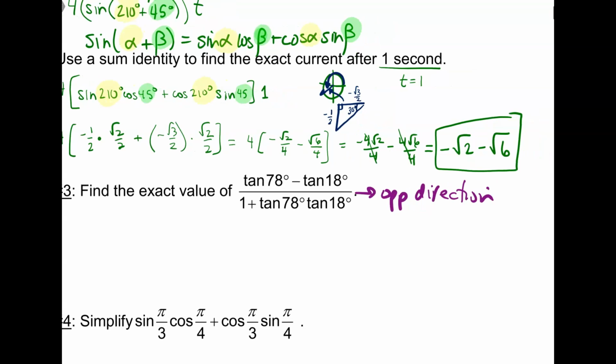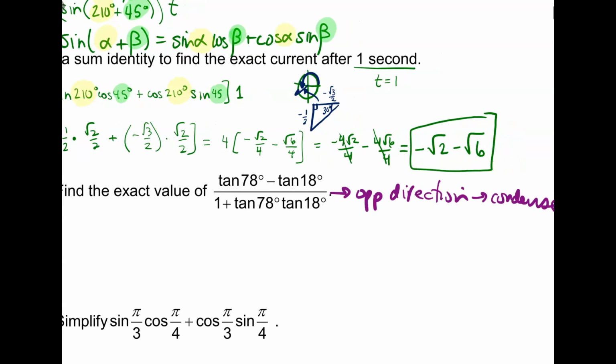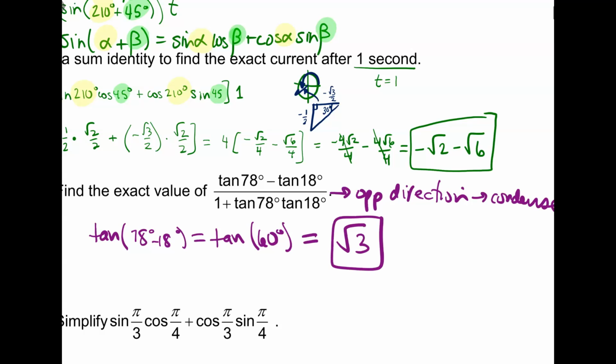So that means you're going to go and condense it. So wait, I can rewrite this as tangent of 78 degrees minus 18, so it's just going to be the same thing as tangent of 60 degrees. Then what is tan of 60 degrees? Root 3. Awesome. So instead of having to go through the nastiness of 78 and 18 degrees, you can just go opposite.